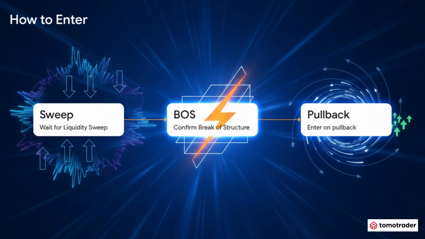So, how do we actually survive this? The golden rule here is never, ever enter right at the zone where retail places their stop losses. Instead, you wait. You want to see the market maker execute that liquidity sweep first. Once that sweep happens, you look for a break of structure, a BOS, to confirm the true direction. Only then do you execute your entry on the pullback. Basically, you want to enter after the trap has already been sprung.